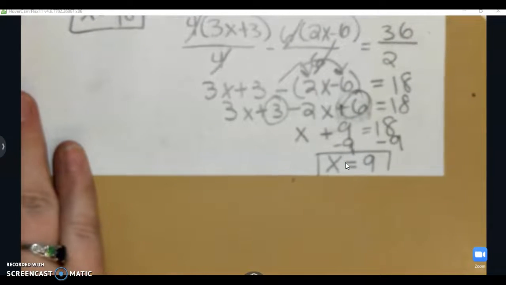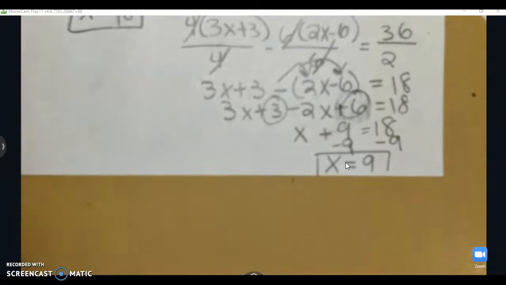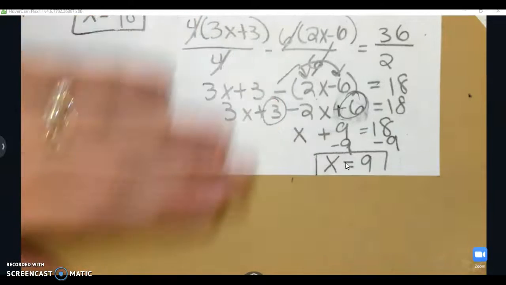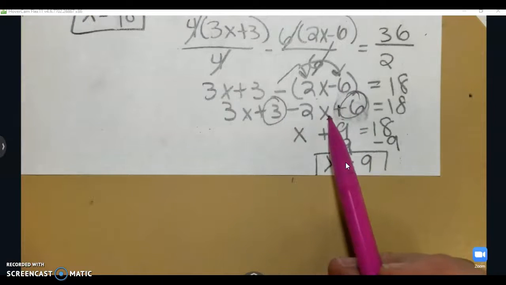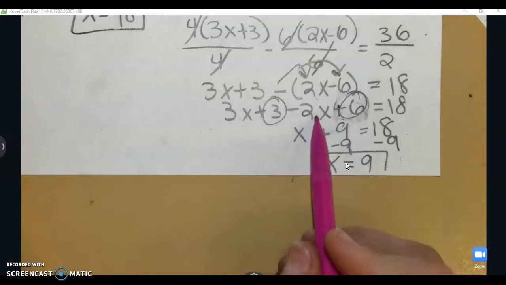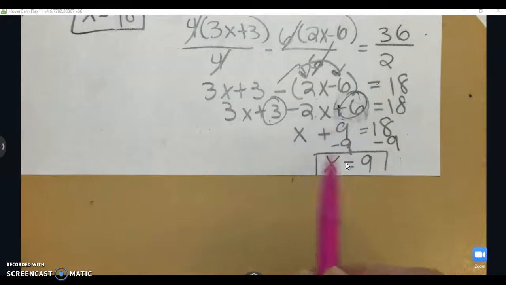I'm going to pause on that work for just a second, if I can get it to focus. There we go. So we distributed that negative. So 3x plus 3 minus 2x plus 6. Combine our like terms with our x's and our constants and find x.